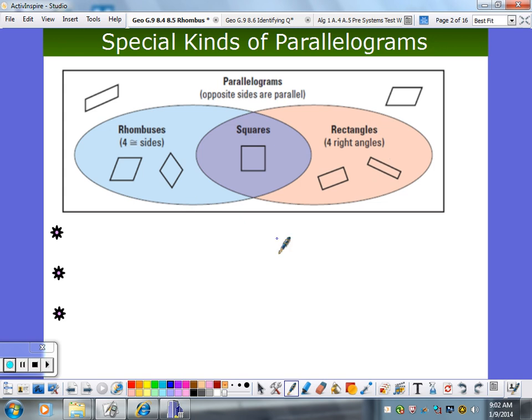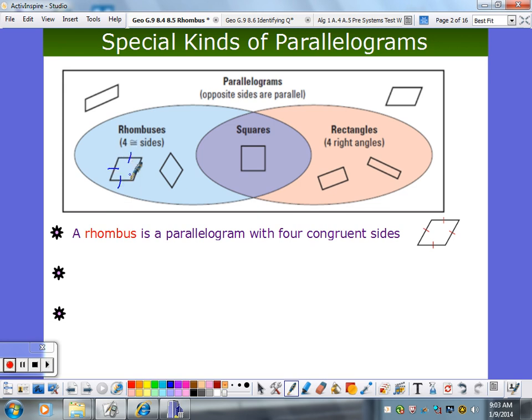So I've got this nice little Venn diagram here, which shows the world of parallelograms. All these objects are actually parallelograms, because all these objects, rectangles, rhombuses, squares, have opposite sides that are parallel. So they are parallelograms, but they're special parallelograms. A rhombus is a parallelogram where all the sides are congruent. Right? All of the sides are congruent. If that's true, then you have a rhombus.